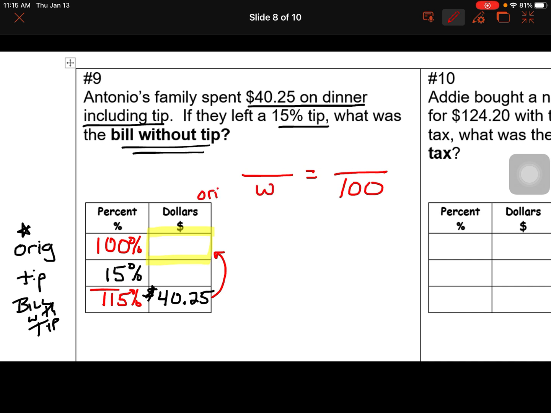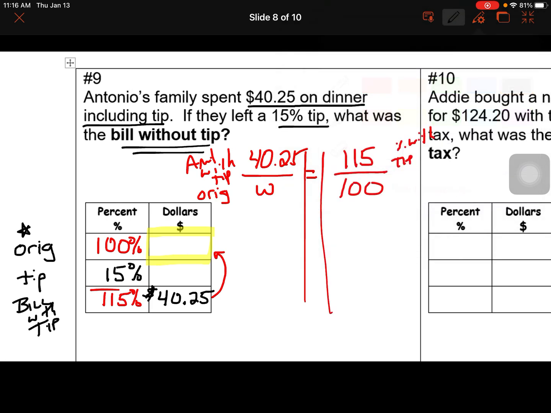We're missing the original. Remember, the original is going on the bottom, and I'm going to use the 115% because this is the percent with the tip, and the key word is with the tip, so this needs to be the amount with your tip. You can get in the habit, if you're using the table, of not necessarily writing all that out. And so the amount with the tip was $40.25. Now the only way to work backwards, because once again, you didn't tip 15% off of the $40, you tipped off of a lower amount. You tipped off the bill without the tip. So you can't use the $40 as your W.